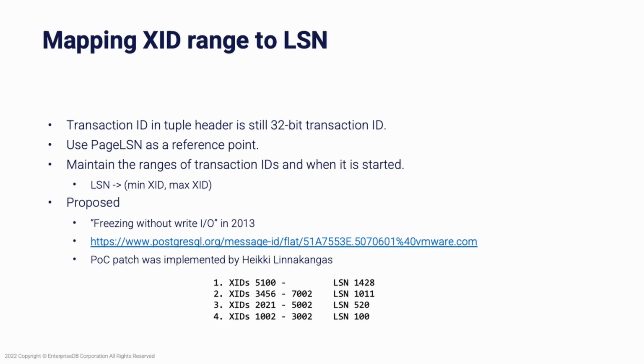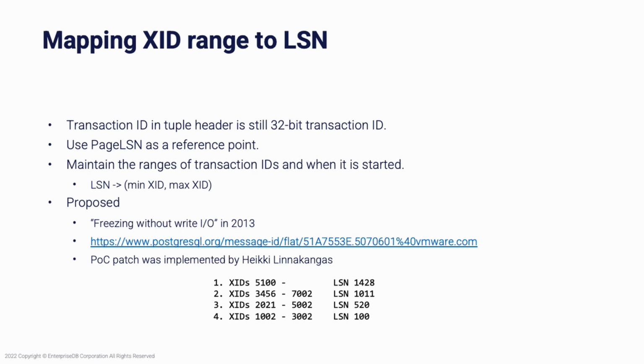The third and last idea is based on this line of results. In this idea, we use PG LSN as a reference point and maintain ranges of XIDs and when each range started. PG LSN is an unsigned 64-bit integer and a monotonically increasing counter, similar to transaction ID. This idea was proposed back in 2013, and the POC patch was implemented by Heikki Linnakangas. Every pointer in the WAL belongs to exactly one range.